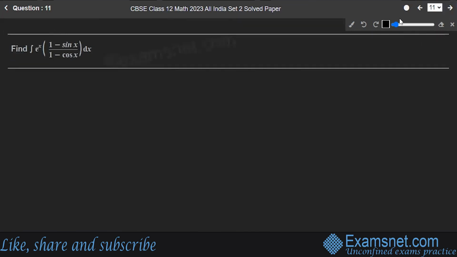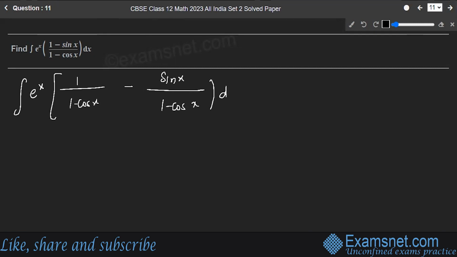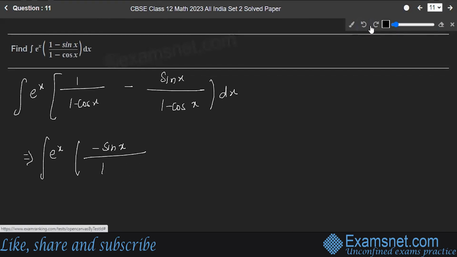Let's move to the next question, number 11 now. Again, an integral problem. Integral of e raised to x into (1 minus sin x) upon (1 minus cos x) dx is equal to. Fine. So this is the integral of e to the x. Now I will split it up. This will be 1 upon 1 minus cos x minus sine x upon 1 minus cos x. That's equal to e raised to power x times the integral of minus sine x upon 1 minus cos x plus this, right?